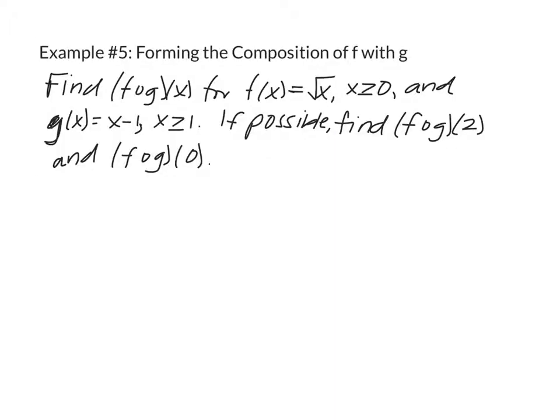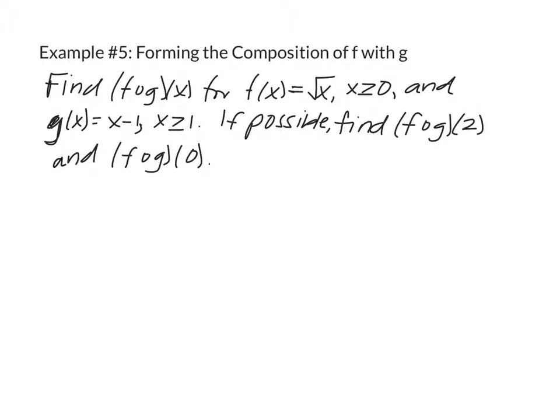And I'm sorry, I had to write this one, so it looks really sloppy, but it says find f of g of x for f of x equals the square root of x where x is greater than or equal to 0, and g of x equals x minus 1 where x is greater than or equal to 1. If possible, find f of g of 2 and find f of g of 0. So let's go ahead and start.